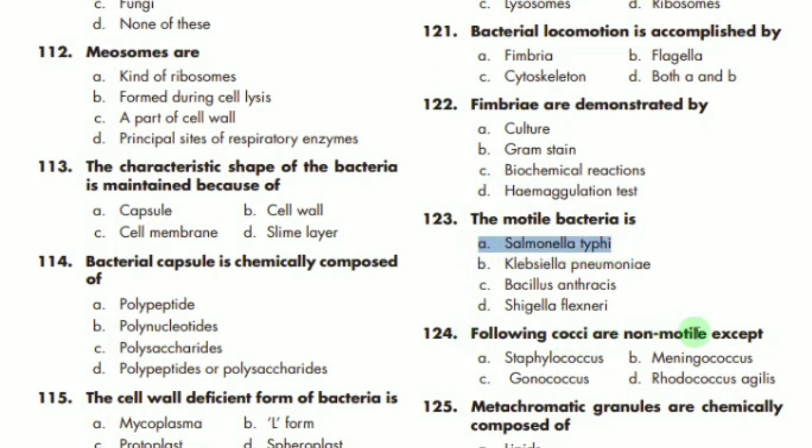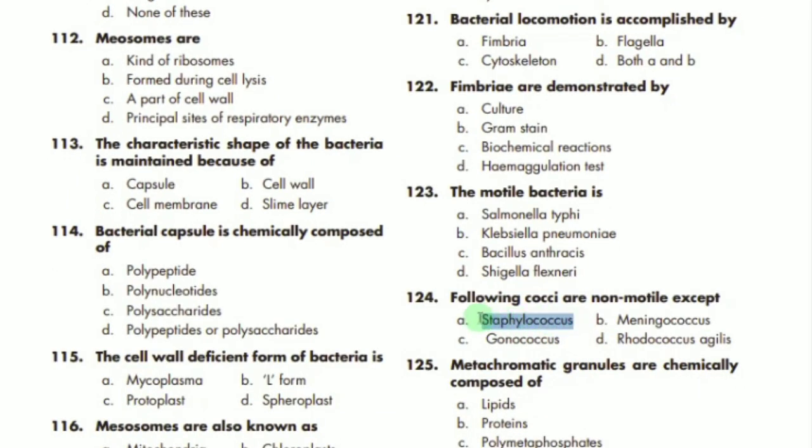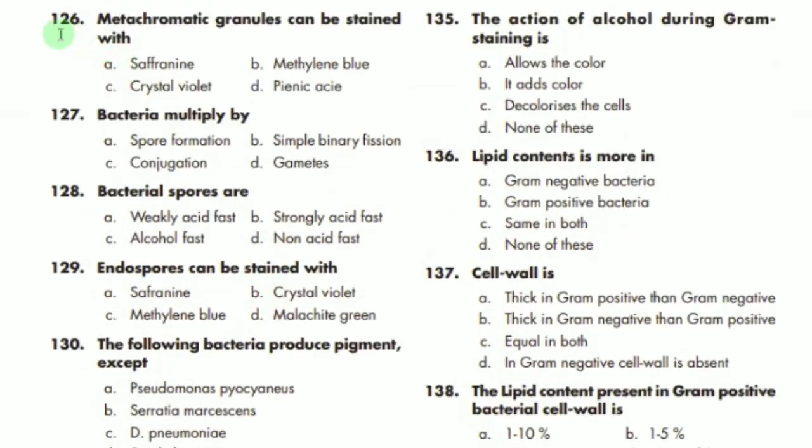Following cocci are non-motile except staphylococci. Staphylococci is what this is. This is the non-motile. Metachromatic granule are chemically composed. So it is chemically composed by polymetaphosphate. C is the correct option. Now 126 MCQ says that metachromatic granule can be stained with, so it is stained with methylene blue. B is the correct option.